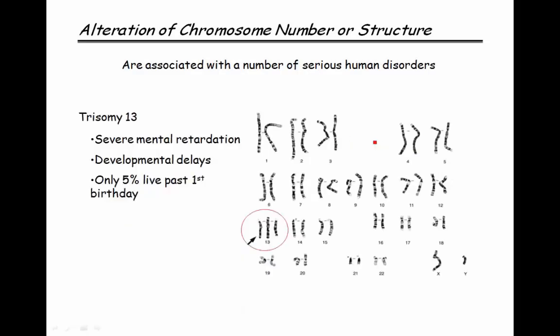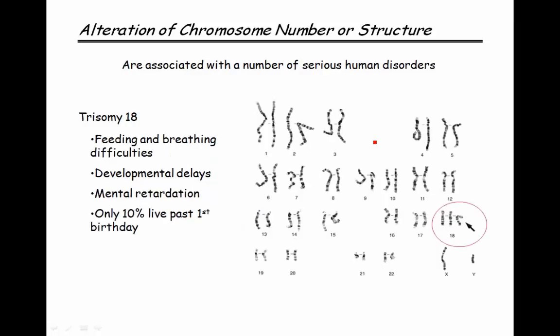Trisomy 13 is an extra copy of chromosome number 13. With this one, there is severe mental retardation and developmental delays, and only 5% of these individuals live past their first birthday. The reason we aren't as familiar with trisomy 13 is because there are not very many surviving individuals with this condition. Trisomy 18 is another similar one where only 10% of these live past their first birthday. So again, you're not seeing a lot of surviving individuals here, which means we're not as familiar with this one.